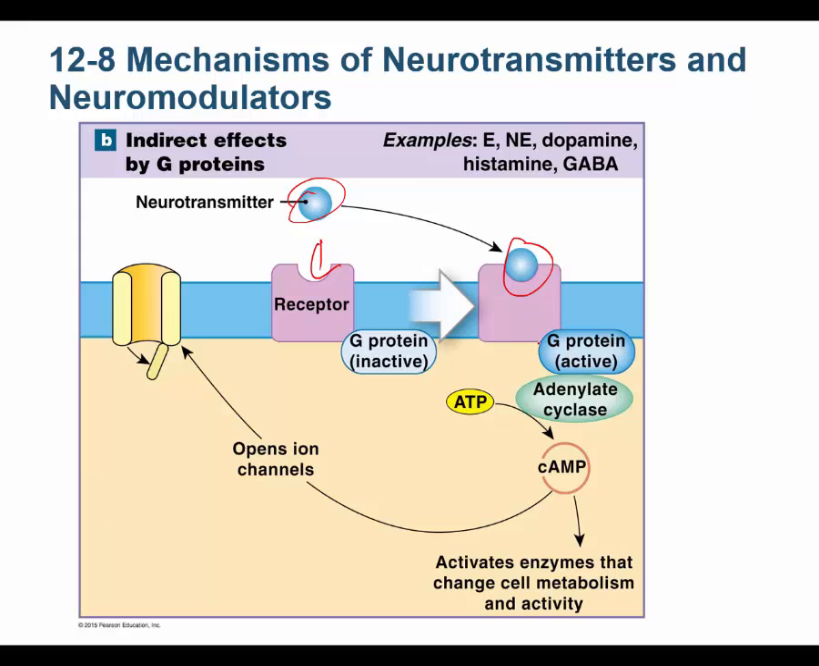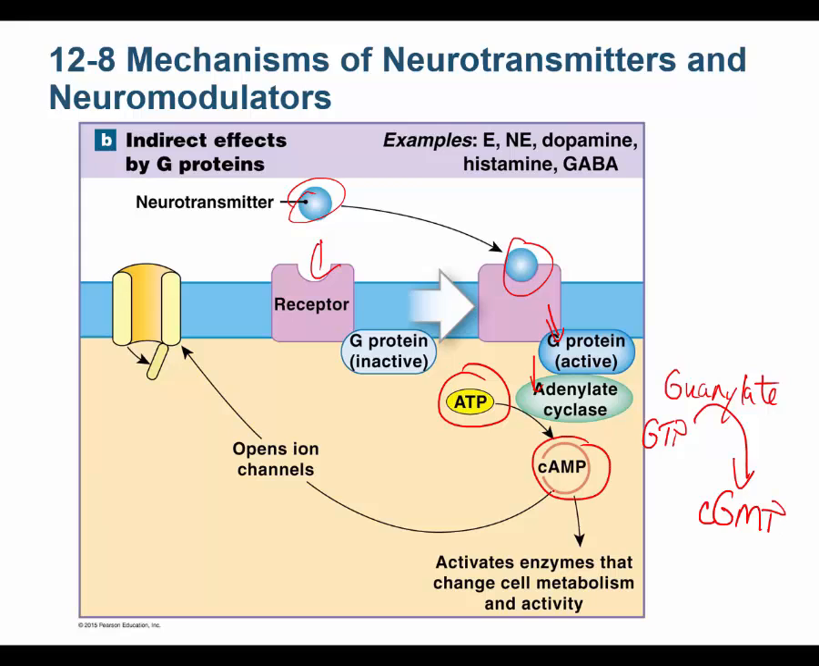But what it does do is it activates a G protein. And that active G protein, in turn, activates an enzyme called adenylate cyclase. By the way, it could be another enzyme called guanylate cyclase. If it were guanylate cyclase, a similar reaction would occur, but you would take GTP and make cyclic GMP. If it's adenylate cyclase, you take ATP and you make cyclic AMP. Okay? Well, what does cyclic AMP, or for that matter, cyclic GMP, do for our cell? That goes over and opens the ion channel.